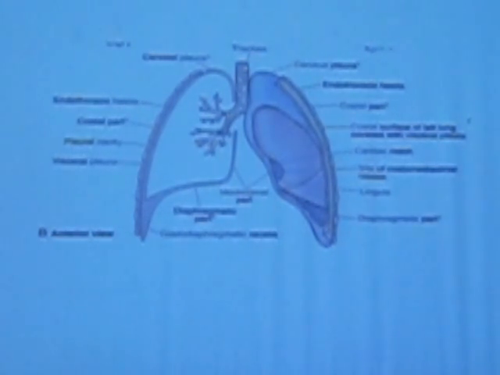Regarding the venous drainage of the heart: coronary sinus and great cardiac vein, true. Middle cardiac vein, true. Venae cordis minimae, true.